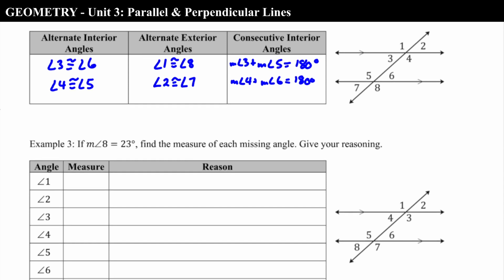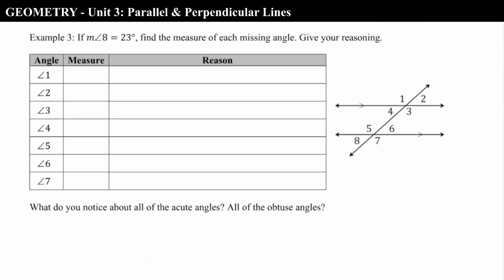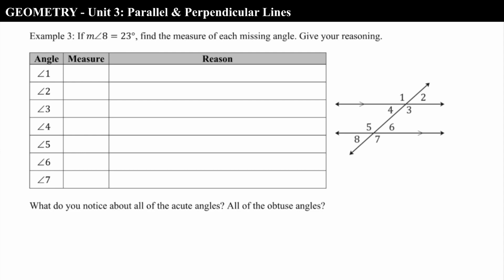So now, in example 3, let's take a look and see if we can find the missing angles. We are told that the measure of angle 8 is 23 degrees. So I'm going to write that right here. So let's start with angles that are nearby. Okay, let's start with angle 6. Well, we know angle 6 is also going to be 23 degrees, and we know that because vertical angles are congruent.